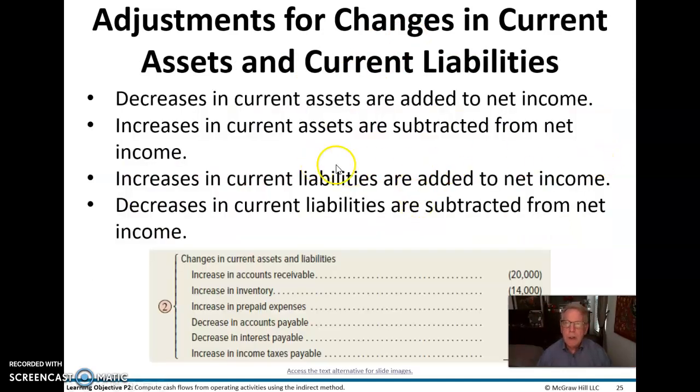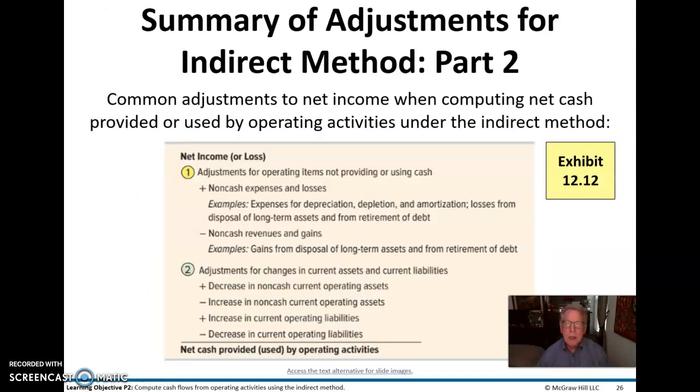So for adjustments in current assets and current liabilities, decreases in current assets are added to net income, and increases in current assets are subtracted from net income. Increases in current liabilities are added to net income and decreases are subtracted, just like we did in the example. Nice example. All right.